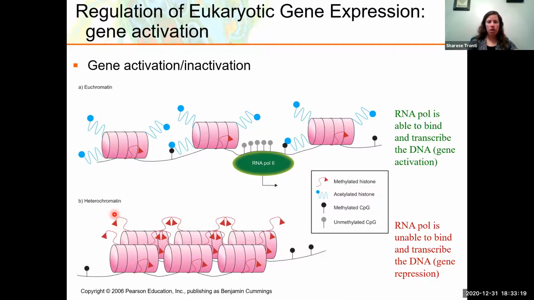transcribed. If it's non-methylated, instead it's acetylated, which is represented by the blue here, then it's going to be much looser. So see how the DNA is kind of looser here? Because it's looser, then the RNA polymerase can now bind and transcribe that DNA.